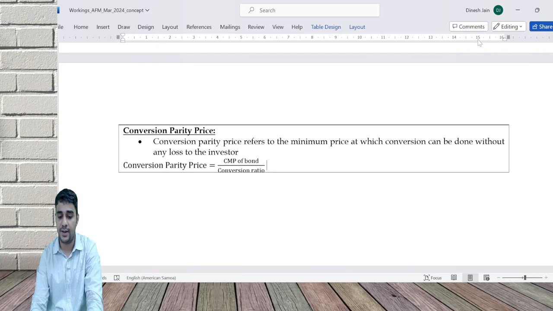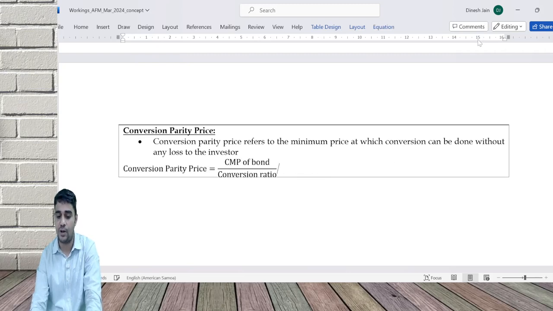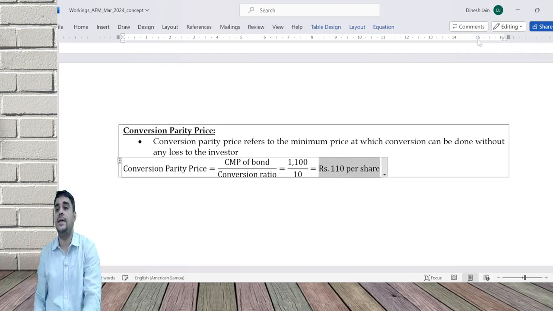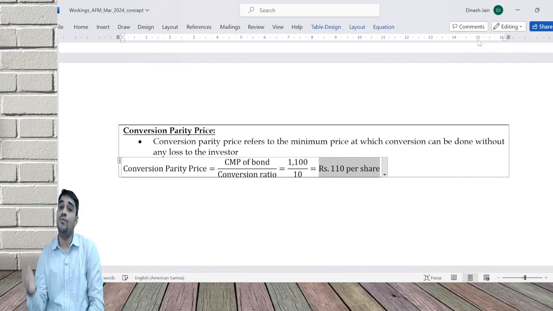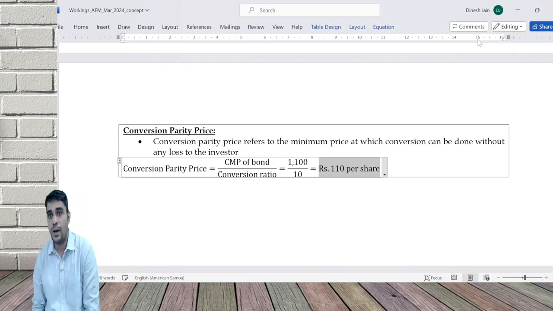I'm not very interested in telling you a formula. Understand the logic alone. What's the current market price of a bond here? 1100. Conversion ratio, 10. 1100 by 10 is 110 rupees. If it's 110, it is at parity. Anything more than 110, I'm very happy to do conversion.